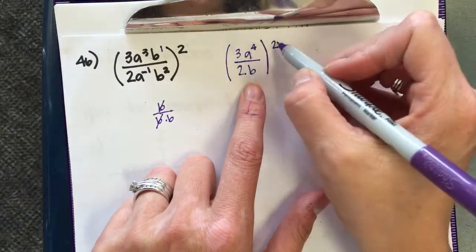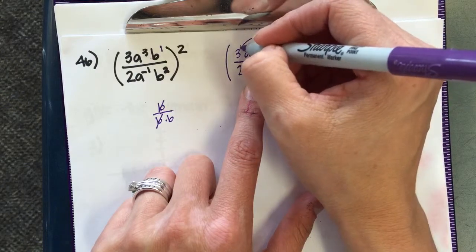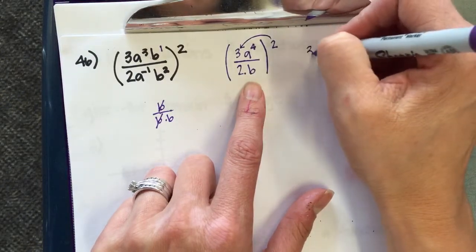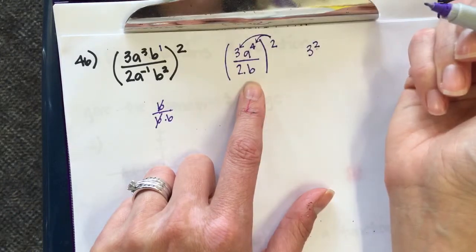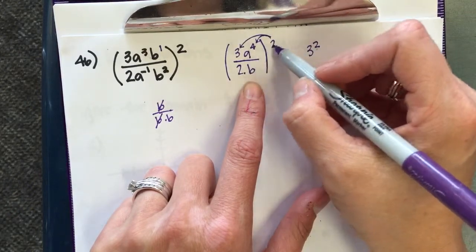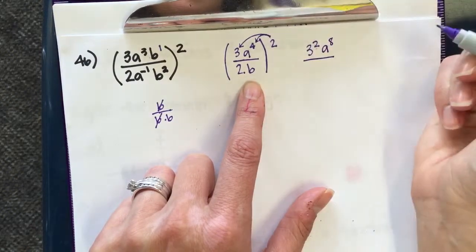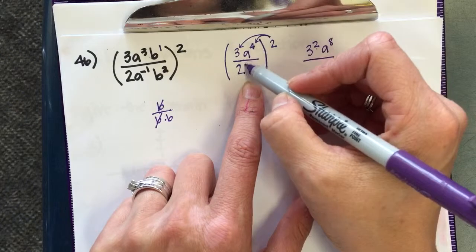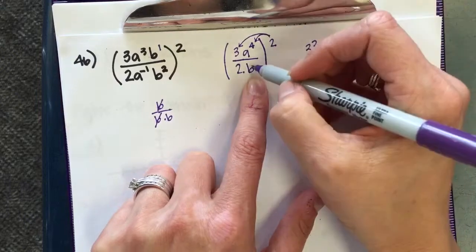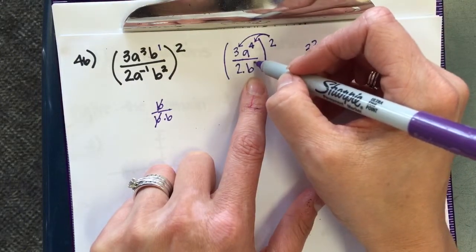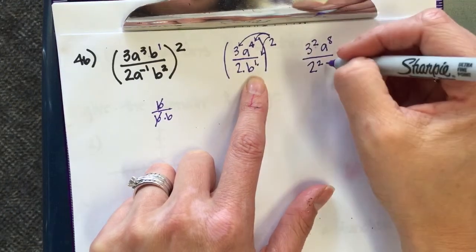Exponents get distributed to everything inside. So I get 3 squared, a to the 4th squared, power to a power you multiply, so that's a to the 8. And then you have to distribute it to the bottom also, 2 squared. And then b, there's still 1 right here, power to a power you multiply, 1 times 2 is 2.